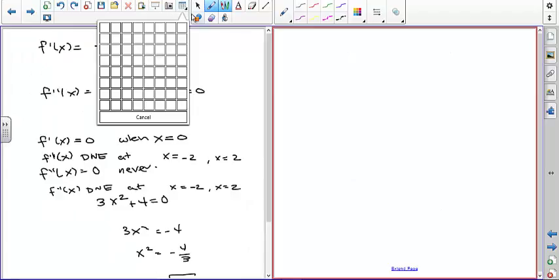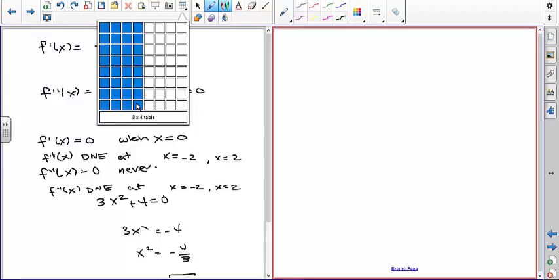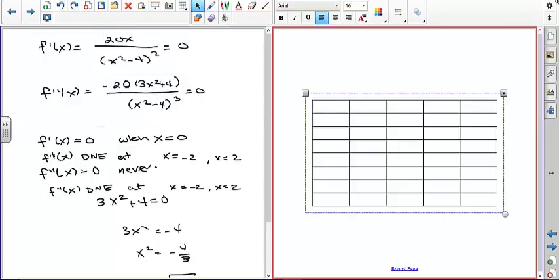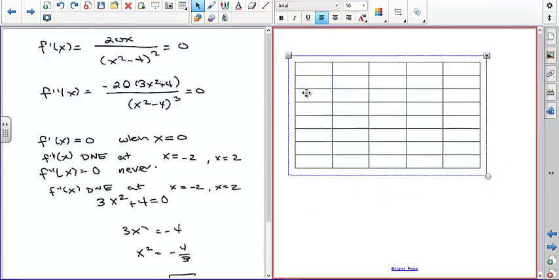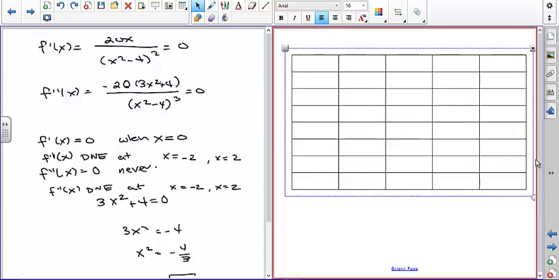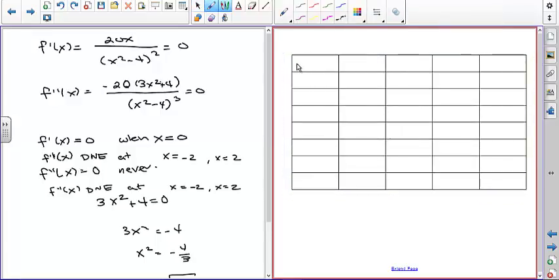So I need 8 rows, and then I need one column for the interval, one for the value of the function, one for the sign of the first derivative, one for the sign of the second derivative, and one for comments. So there's my table. So we fill this in. This column is the interval. This is the value of the function. This is the sign of the first derivative. This is the sign of the second derivative. This is our comment column.